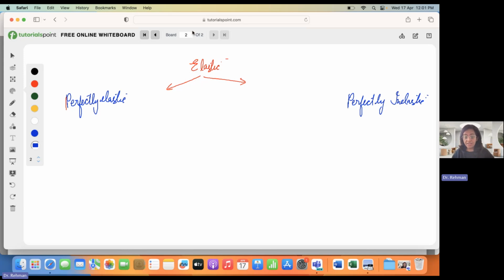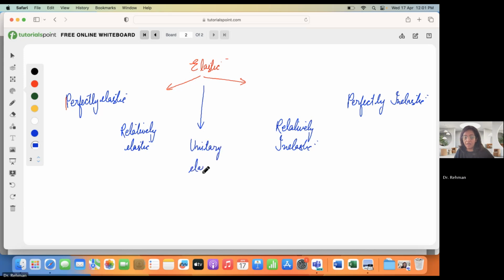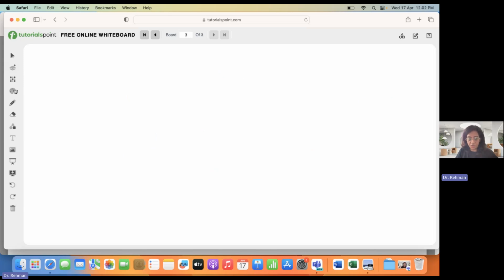Another two words that we have heard here are perfectly elastic and perfectly inelastic. Then we say relatively elastic and relatively inelastic. It moves, but not haywire, but it does move. While it doesn't move much, it does move a little bit. And in between, we call something unitary elastic. This is just to introduce the words to you. Now let us get deeper into the formula.